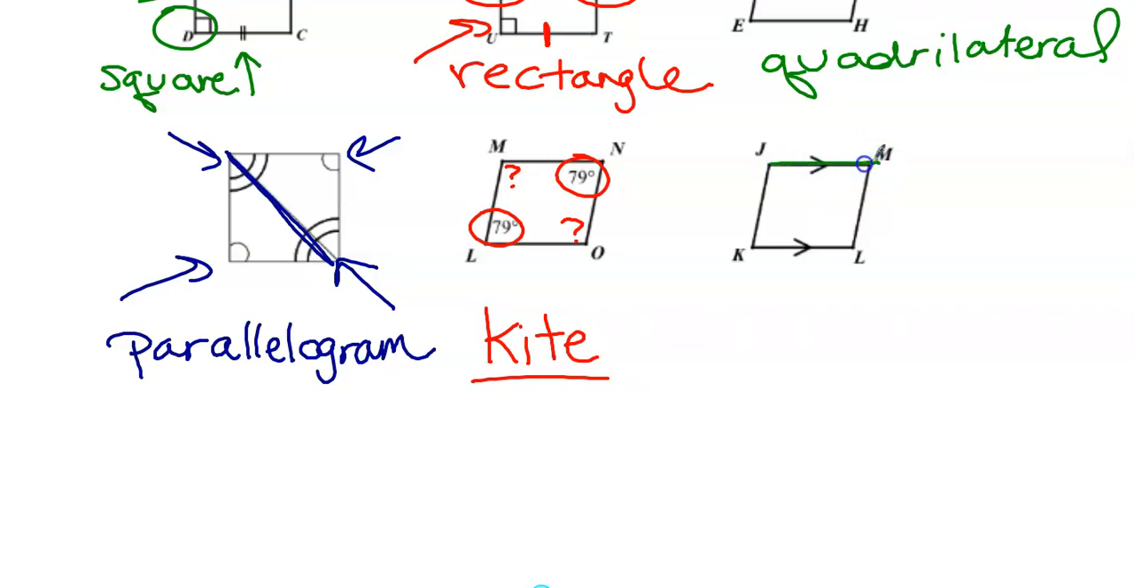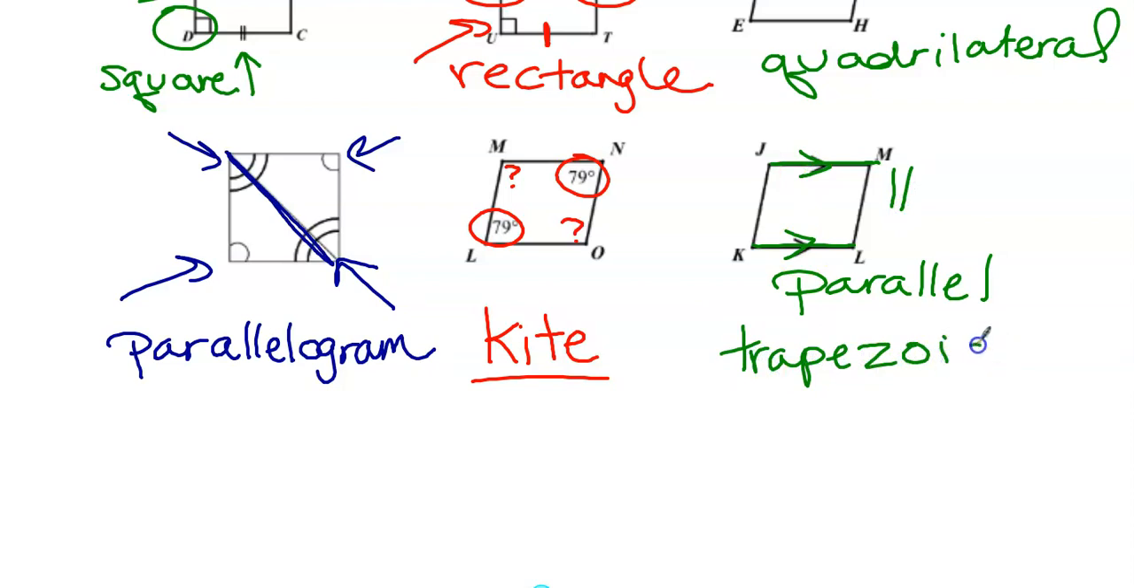Okay, now let's talk about this one. So these symbols do not mean congruent. They mean that they are parallel. Okay, it's not a parallelogram because there's only 1 set. This is called a trapezoid. So 1 pair of parallel lines.